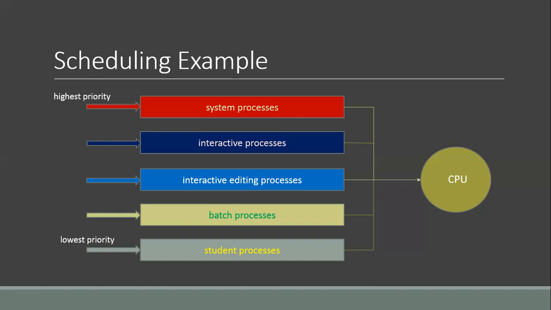However, while a batch process is running and an interactive process arrives in the system, the batch process will be preempted and the interactive process will be given control of the CPU.